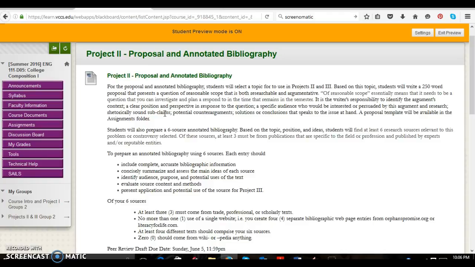Lastly, for our proposal, we need to think about solutions or conclusions. When we think about solutions and conclusions, how can we fix it? What will it take to fix it? Who is responsible for fixing it? And so at this point, none of these things besides context have to really be developed. What we want are concrete ideas for our subclaims and counter arguments that would logically align with the position and perspective, our thesis statement that we're presenting.